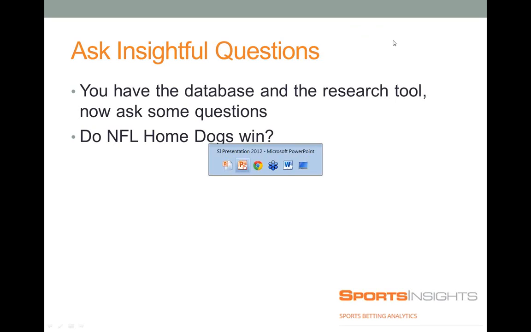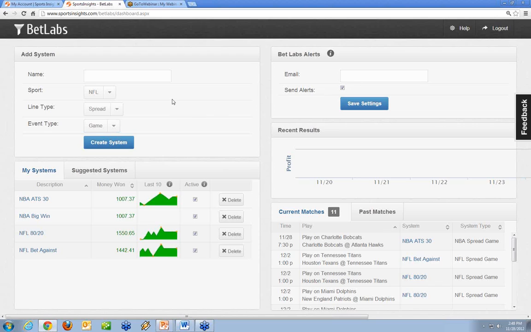I'll quickly go over to my Bet Labs screen. I already have myself logged in, and I'm not going to get too much into detail at this point, but up here you can name the system. You can see how recent systems have performed. You can see how current matches are based on your systems. You can make them active or not active. You can see recent trends. You can get yourself an email alert, so for any potential systems that you've already created, you'll get an email usually an hour before game time saying, "Bang, you have that ability right now to bet that game."